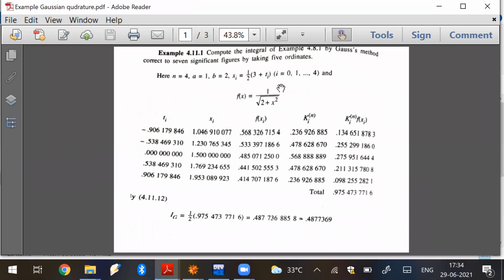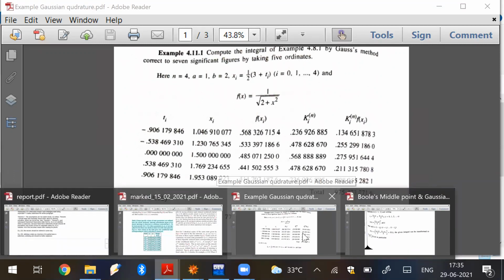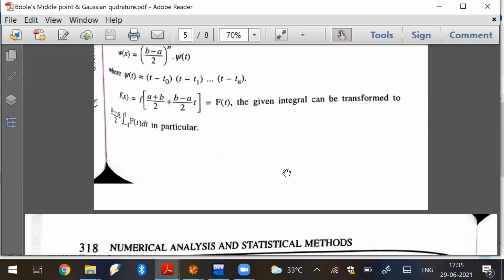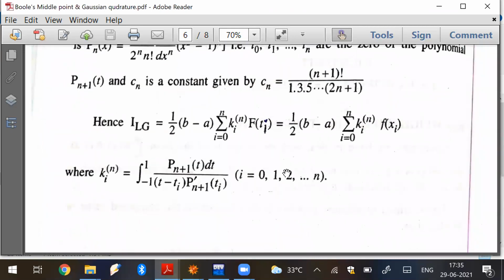What will be provided is this ti value. Here we are working for n equal to 4, 5 ordinates, so starting from 0, 1, 2, 3, 4, that is 5. Here this ti will be provided and this ki will be provided. Once ti is provided, xi is calculated by this one. Also ki can be calculated using this formula, but ki will be provided. In case not provided, you have to calculate it out.